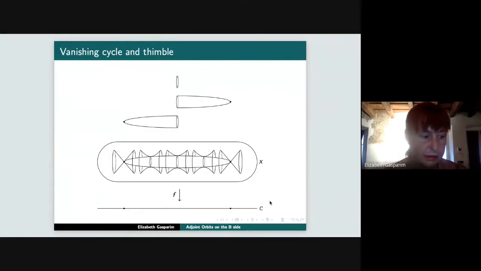Oh, I have a drawing of thimbles. Every time when I make the slides, then I forget. But in this case, that's Severin's drawing.